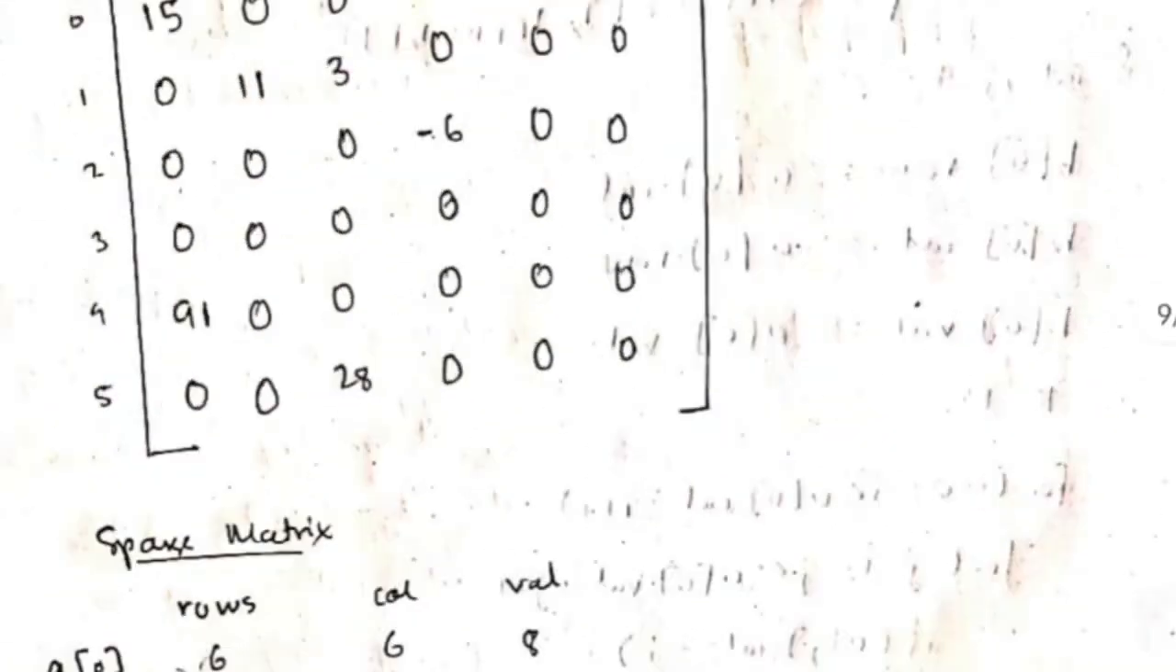Then for the second one, 22, it is present in row 0 and column 3. So we will write here 0, 3 and 22. In the same way we will do for all these elements and store it in an array. Okay, after doing this your array is ready. Next what we have to do is find the transpose of it.